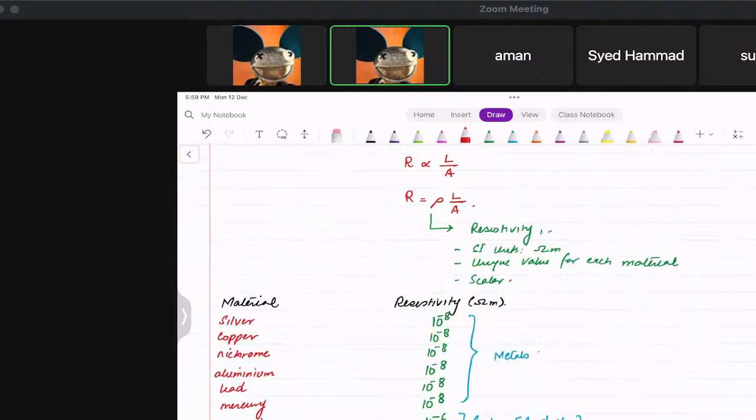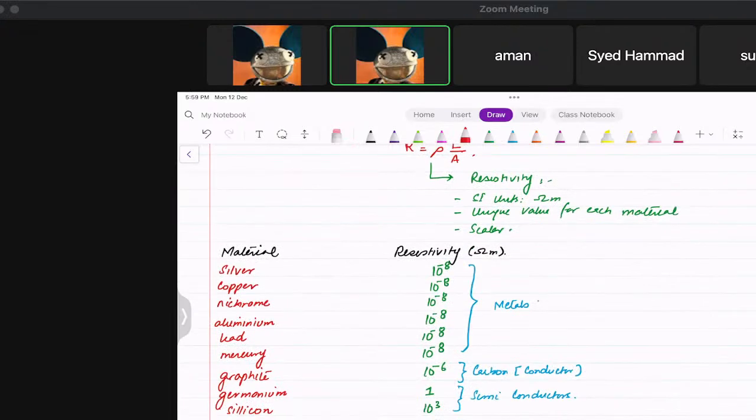Now in the exam they might ask you directly about the order of magnitude of resistivity. So you should remember all metals have 10 raised to the minus 8.